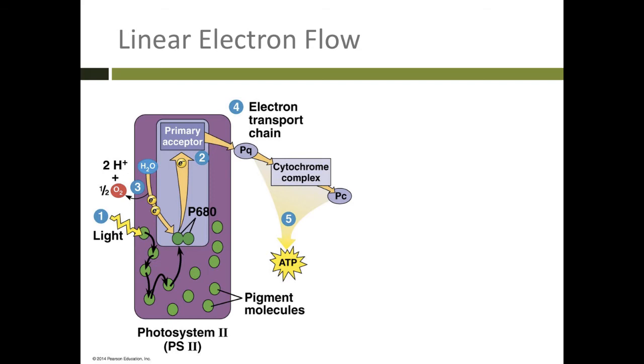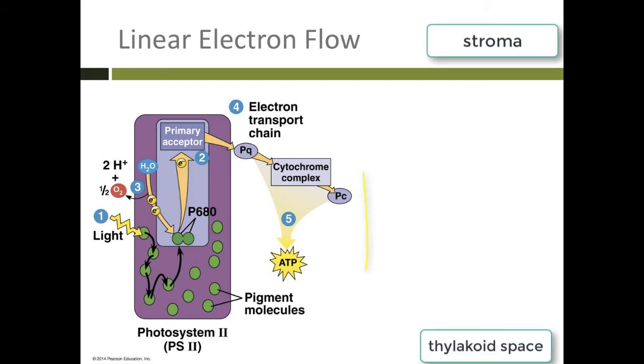As in the electron transport chain in mitochondria, the cytochrome complex is reduced by the electron, then oxidized as the electron moves down the chain. A little bit of energy can be harvested to pump a proton across the thylakoid membrane into the thylakoid space. This establishes a hydrogen ion gradient across the thylakoid membrane, which can be used by ATP synthase to create ATP.